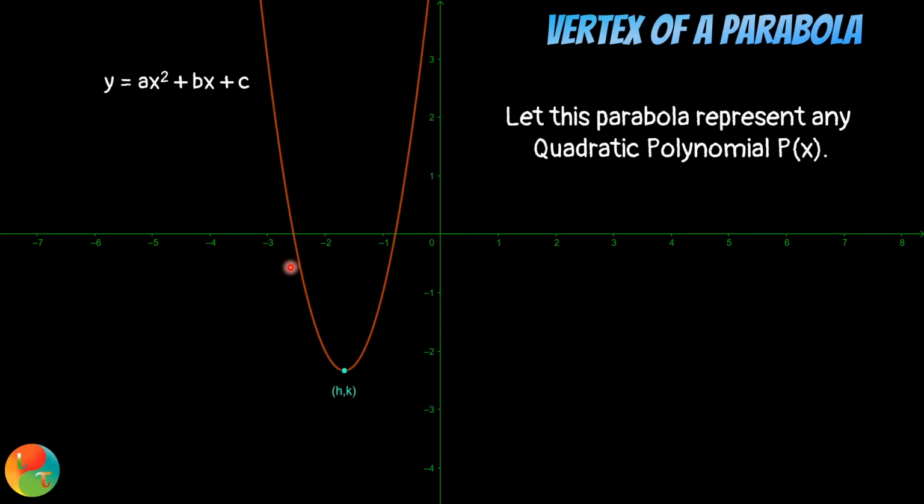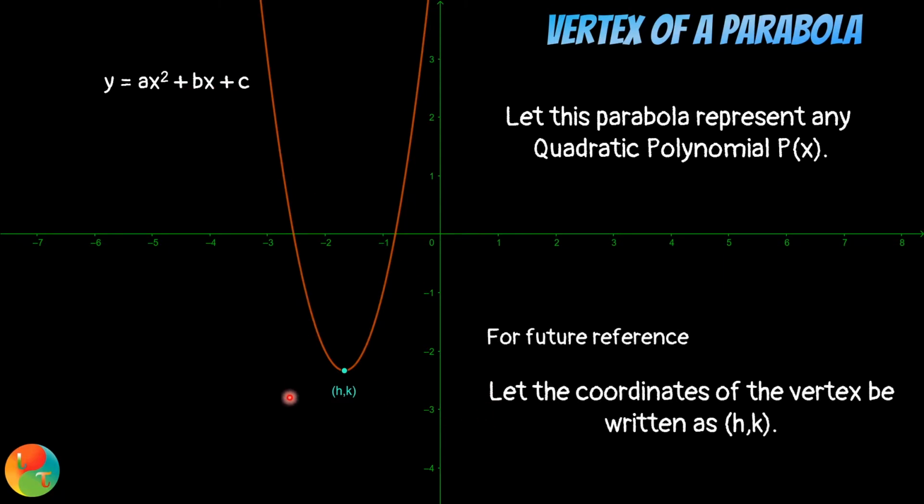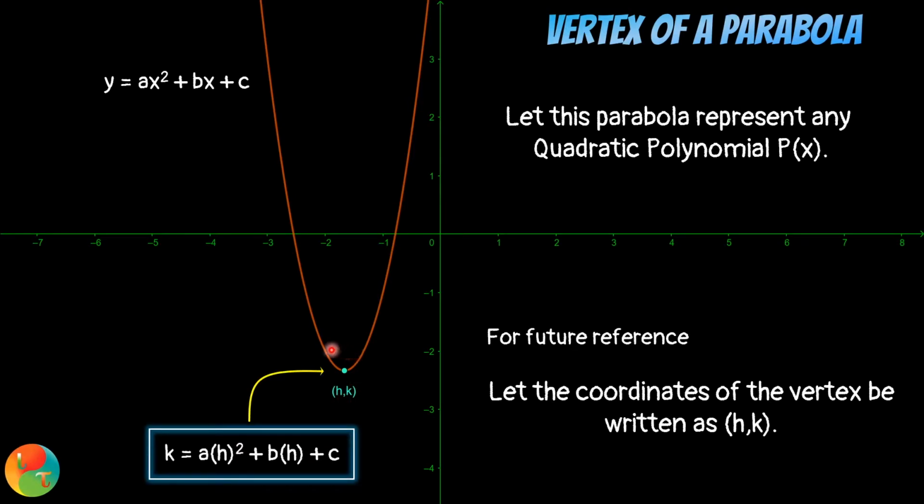Now let us suppose this parabola is representing any quadratic polynomial p of x, and the equation is y equals ax square plus bx plus c. And for future reference, let the coordinates of the vertex be written as h comma k. So the x coordinate of the vertex is h and y coordinate of the vertex is k. You can also see that coordinates of this point also satisfy this equation. What I've done is, in the place of x I've written h, and in the place of y I've written k in this equation. So this point is satisfying k equals a h square plus bh plus c.